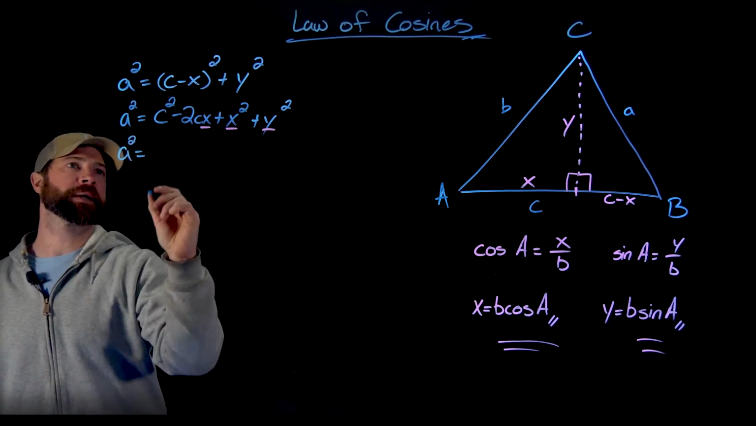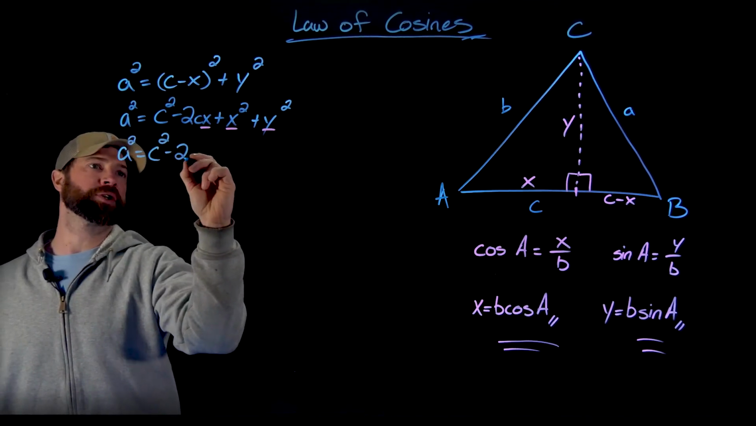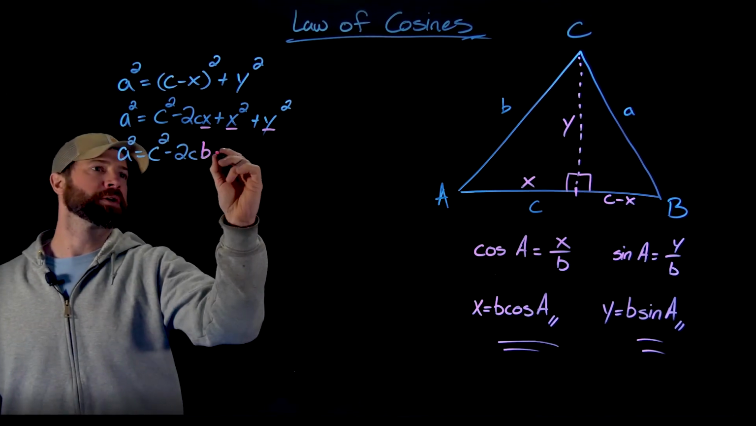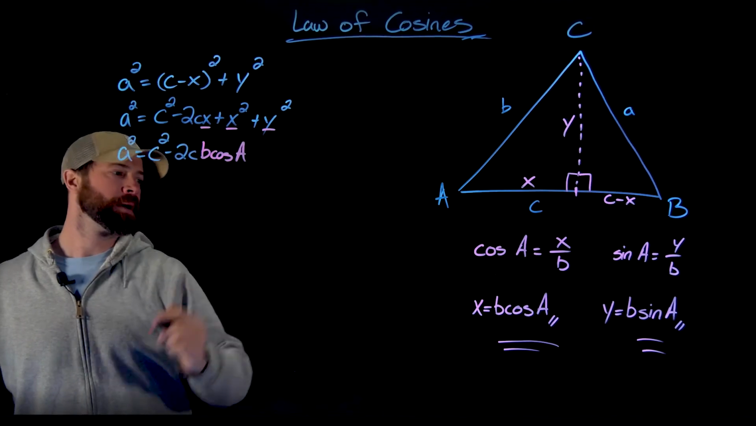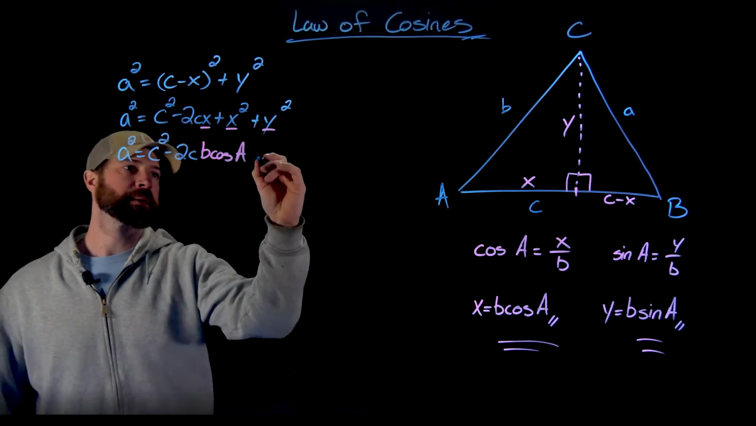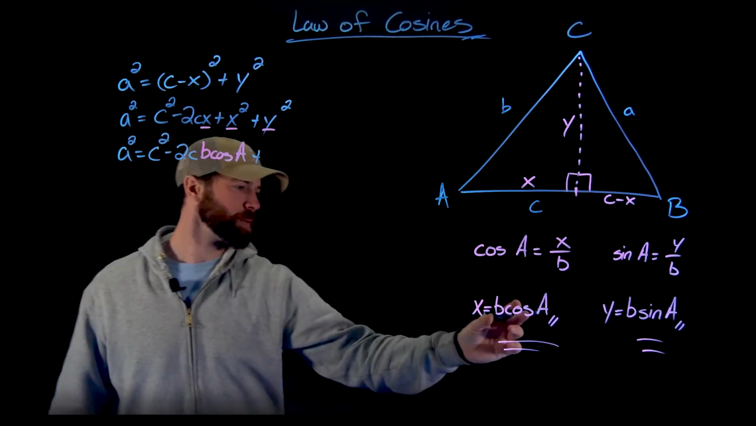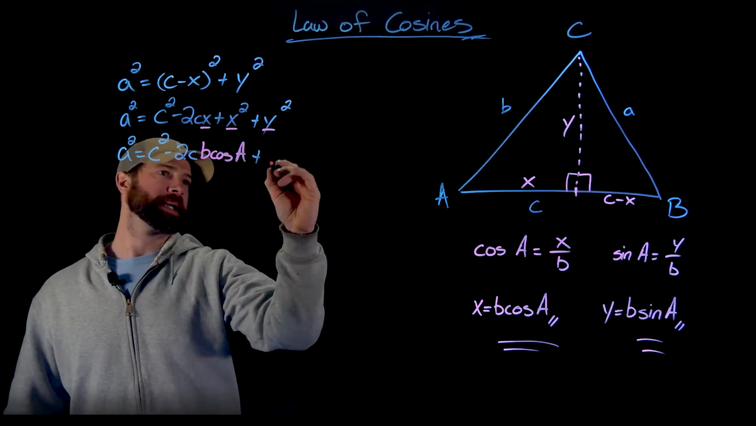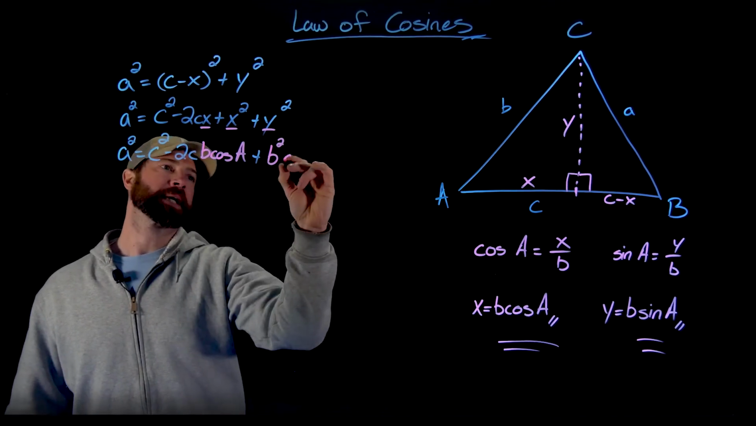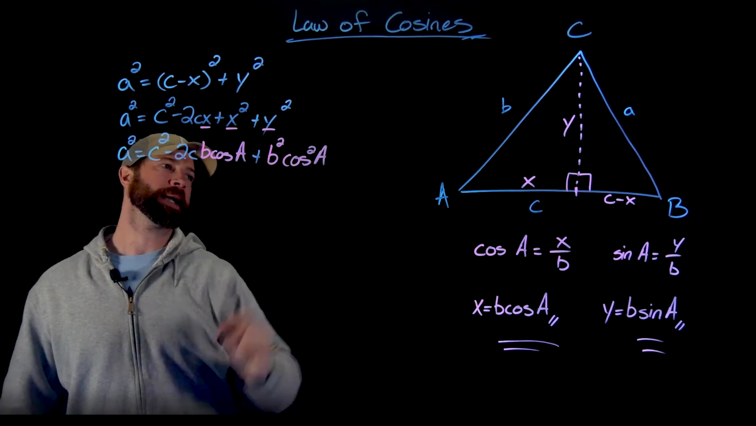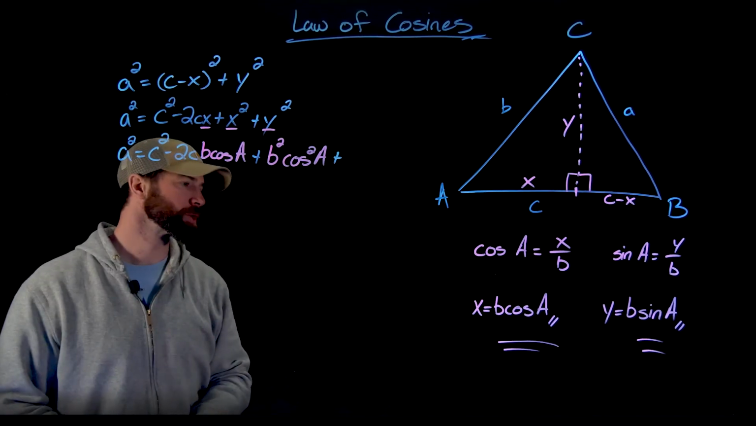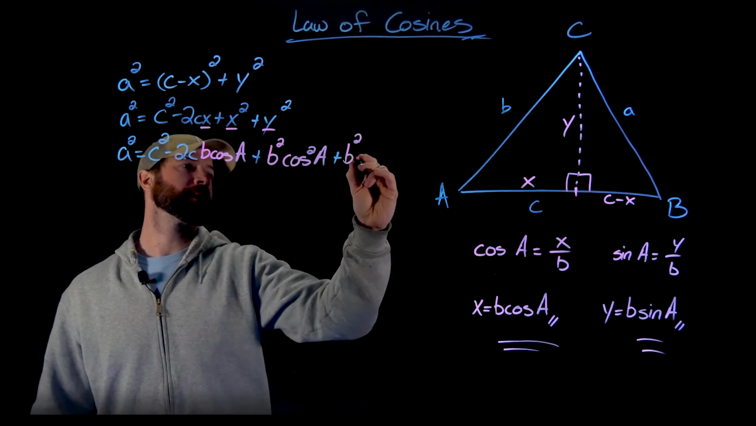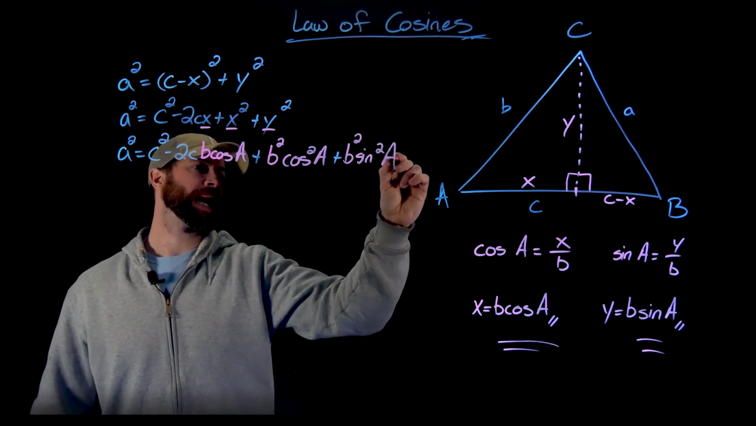I have a squared equals c squared minus 2c times x. X is b cosine of A, plus x squared. So if I square this, I have to square this factor and that factor. And so what I get is b squared times the cosine squared of A. And then finally, I have y squared. So that's b times sine of A, squared, which gives me b squared sine squared of A.